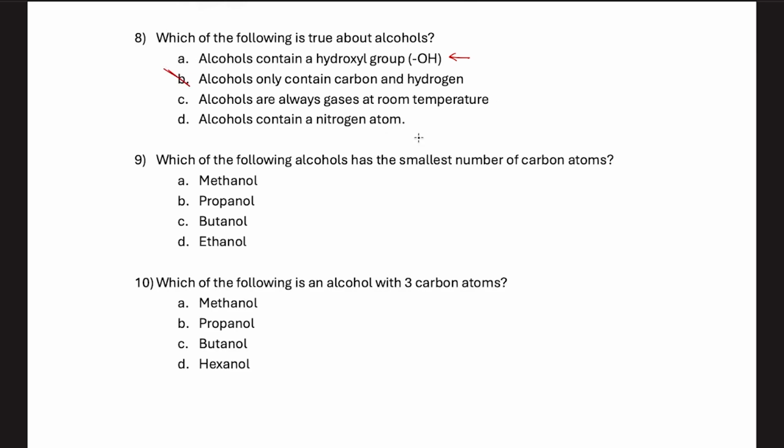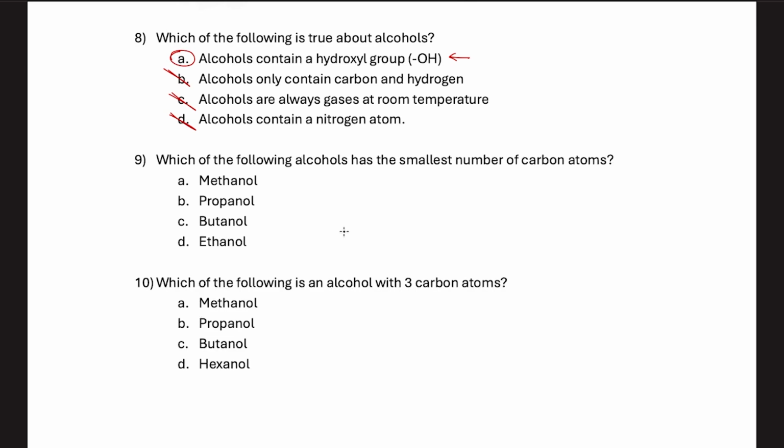Alcohols are always gases at room temperature. No. Unless you guys have been living under a rock, most people have alcohol in their house in the form of drinkable alcohol or rubbing alcohol. They're definitely not gases, right? And so just by common knowledge, you can probably eliminate C. Alcohols contain a nitrogen atom. They definitely don't. And so the answer choice is A.